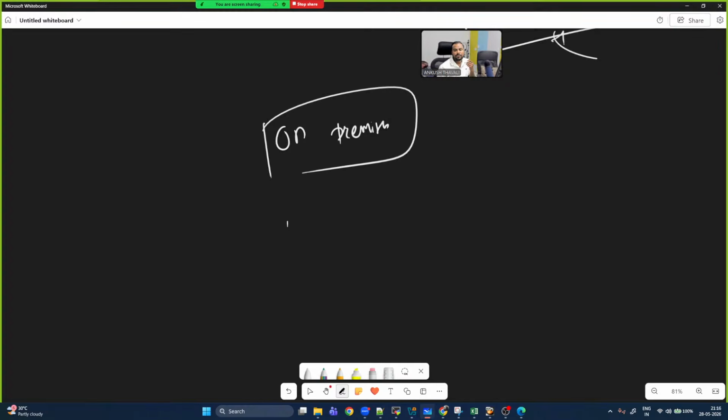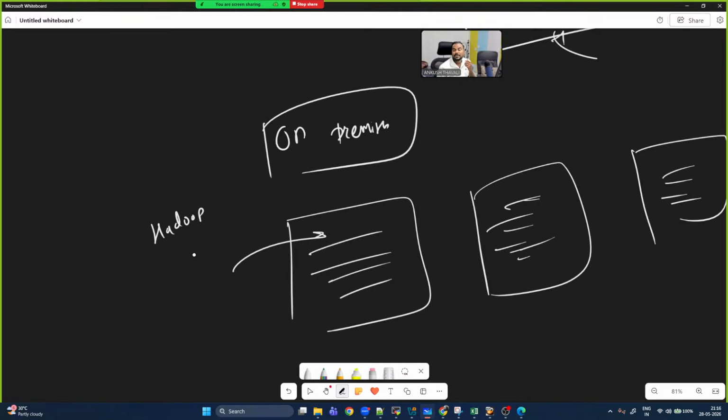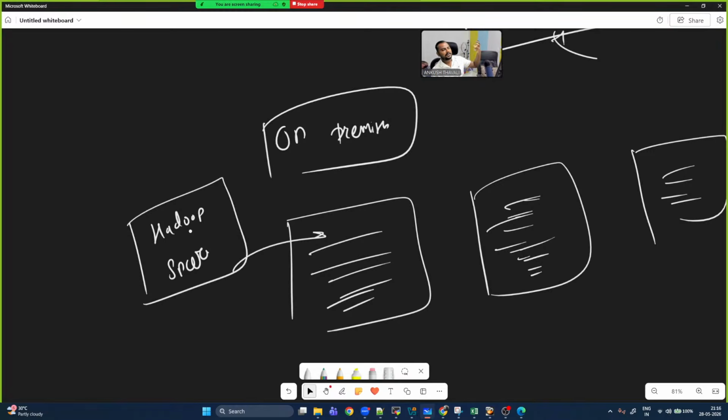They would buy their servers, and on those servers they would install their software, like their Hadoop software and their Spark software. Their administrators were responsible for the installation of this software. So they needed to hire special administrators called Hadoop admin, Spark admin.